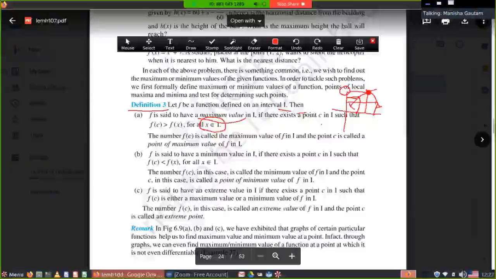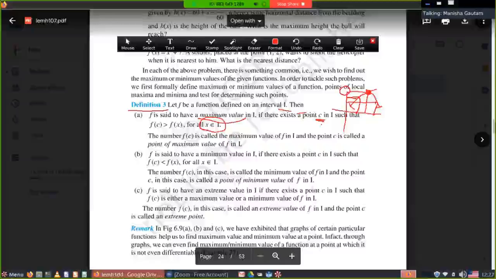That's why the function is showing the maximum value at the point c. f is said to have a maximum value in the interval I at point c if all nearby points have a lesser value compared to this point c. The number f(c) is called the maximum value of f in the interval.